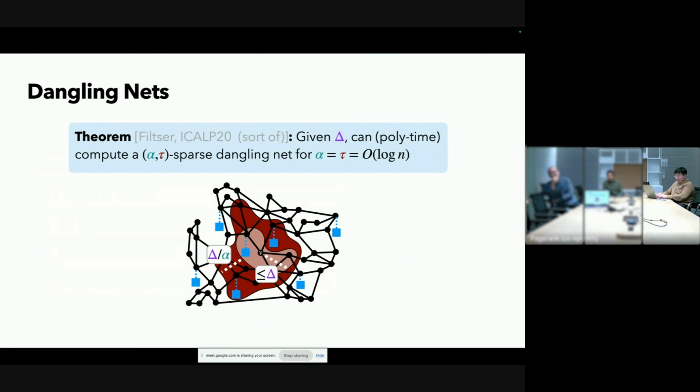But basically, what this means is that you can hang vertices off of a graph so that every vertex is within delta of a net vertex, and the number of net vertices within a little bit more, namely delta over log n, of your closest net vertex is at most log n. And if you're familiar with the analysis of MPX, it should hopefully make sense why this is possible.